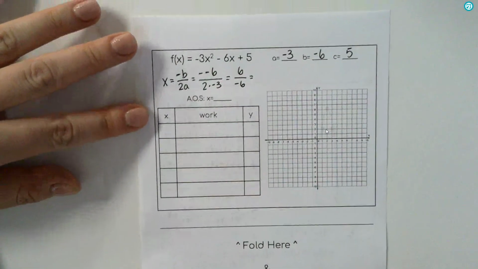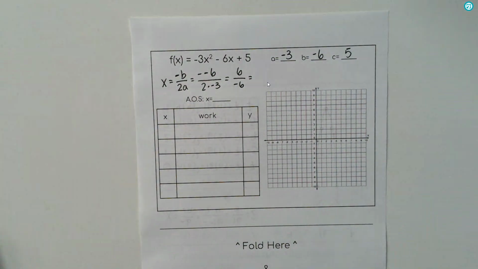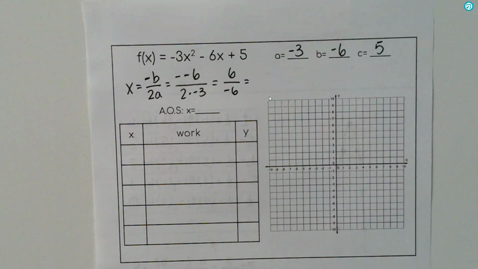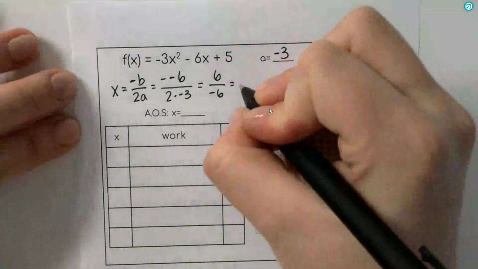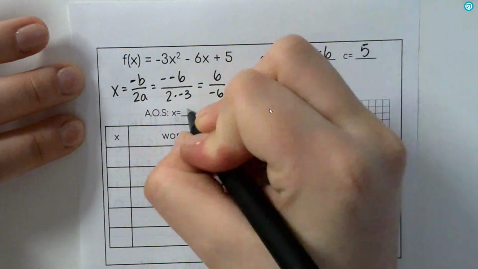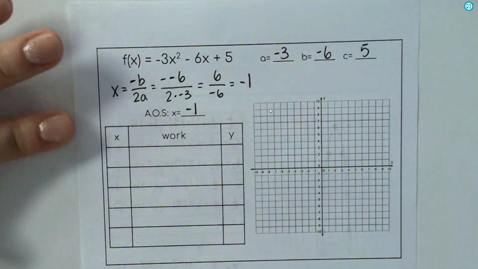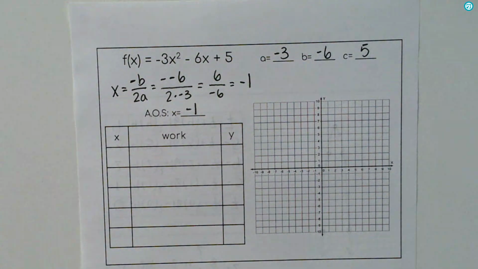Lots of messy negatives in this one, which is why we put it in notes so we could see this. So any questions about the negatives right now? Okay, you have a question? Or you stretch it? Okay, so then 6 divided by -6 is -1. So our axis of symmetry is X equals -1.